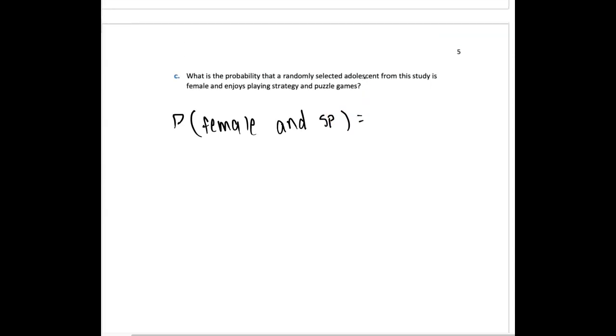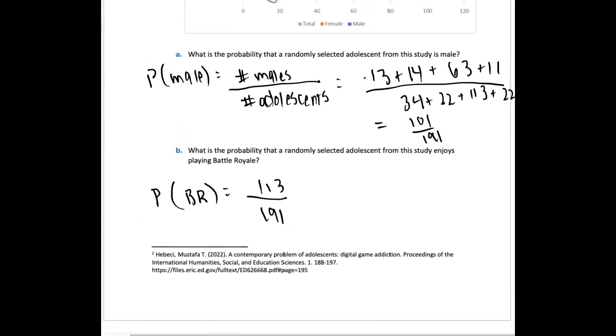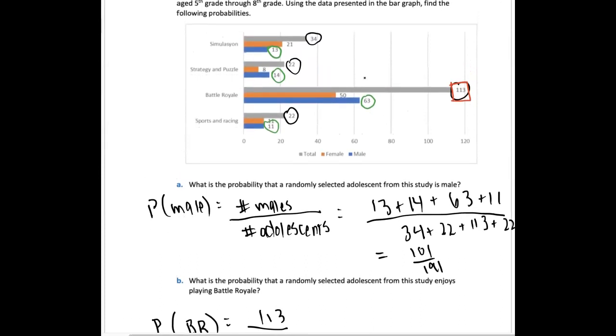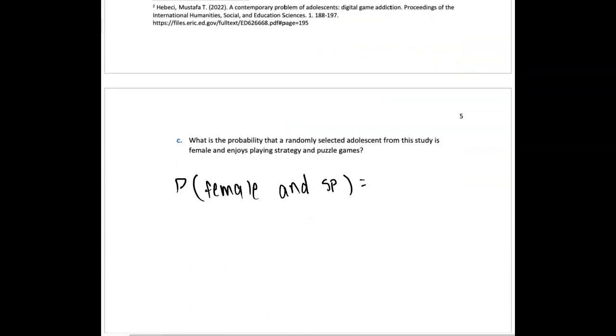Part C. What is the probability that a randomly selected adolescent from this study is female and enjoys playing strategy and puzzle games? I'm going to abbreviate that SP. Okay, so let's go look for who is female and enjoys playing strategy and puzzle games. I'll use blue. So here's strategy and puzzle, right? And then female, there's 8 of them. So this probability would be 8 out of 191. This concludes example 6, and this concludes video 2.